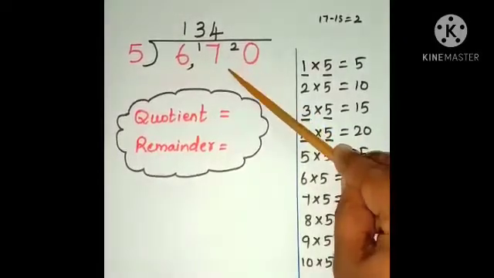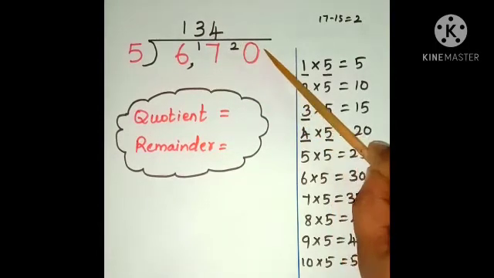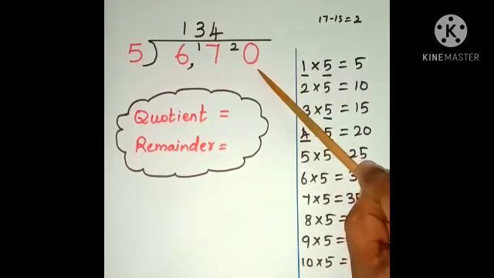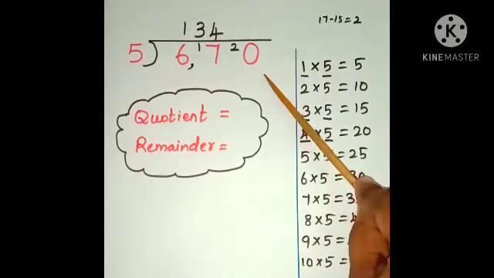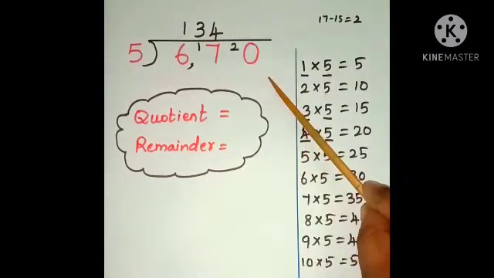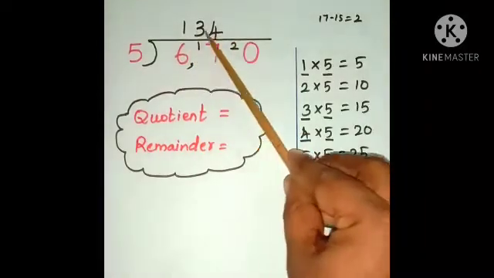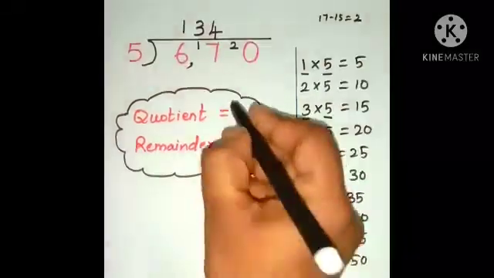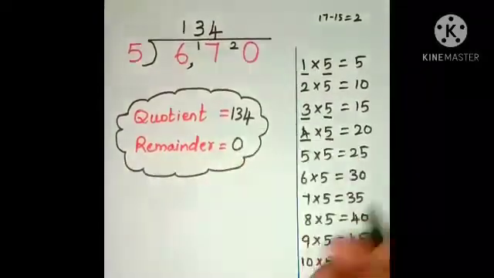Students, here combine the remainder 2 with the next digit of the dividend to the right. Here the next digit is 0. So we get a new 2-digit number, that is 20. Here the divisor 5 divides 20 four times. The remainder is 0 and the quotient becomes 134. Thus, the quotient of this division is 134 and the remainder is 0.